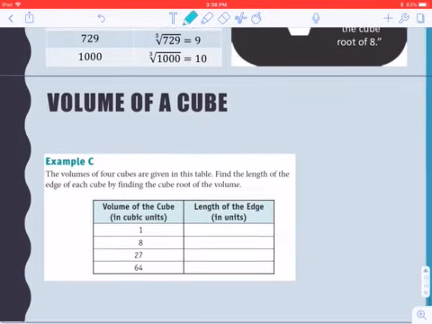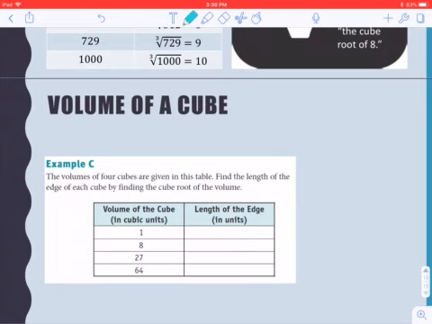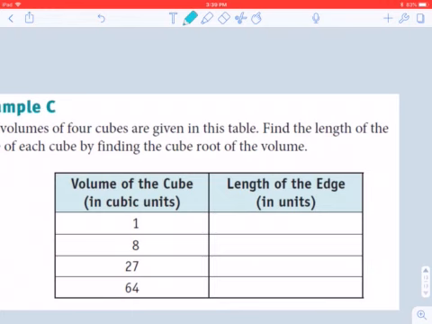Volume of a cube, example C. The volumes of 4 cubes are given in this table. Find the length of the edge of each cube by finding the cube root of the volume. So in this example, we want to come up with the cube root of 1, the cube root of 8, the cube root of 27, and the cube root of 64.